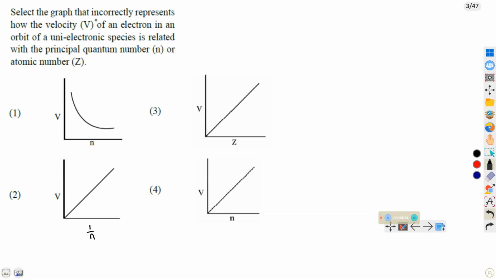Select the graph that incorrectly represents how the velocity of an electron in an orbit of a uni-electron species is related with the principal quantum number or atomic number. Velocity of nth orbit is equal to v by n into Z. That means velocity of nth orbit is directly proportional to Z. Velocity of nth orbit is inversely proportional to n. Based on this, the fourth graph is wrong.